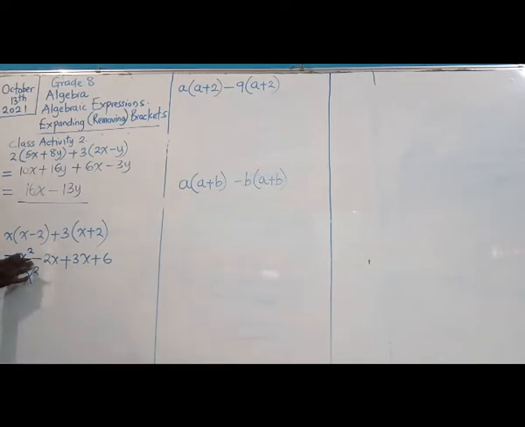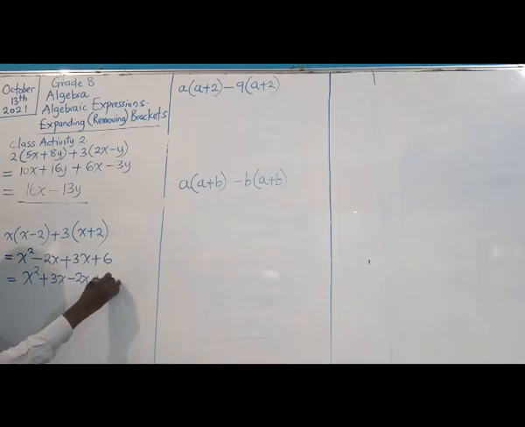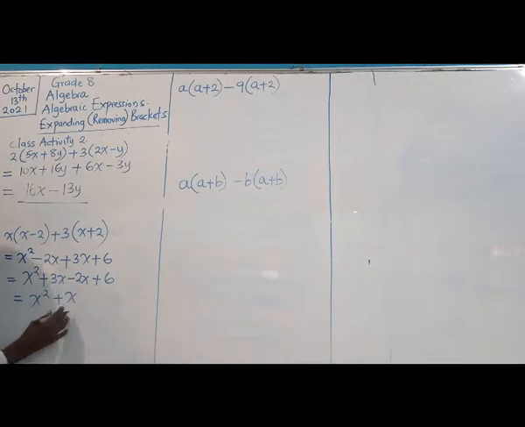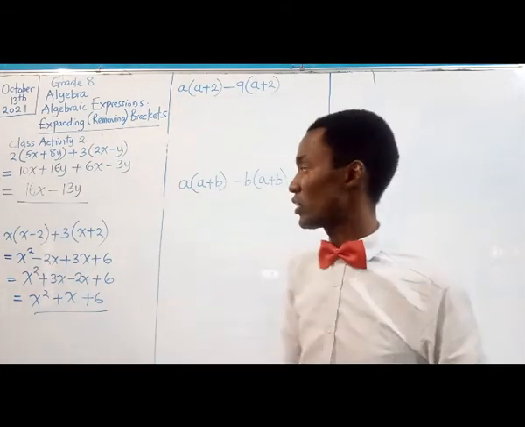X squared is a different term now. I can play with this, so I'm going to rearrange this. I'll write plus before I write minus. So that will be plus 3x minus 2x plus what? 6. What does this give me? This will give me x squared. I can do some manipulation here, and that will be plus x and what? Plus 6. So that's what our answer is going to be for this one.